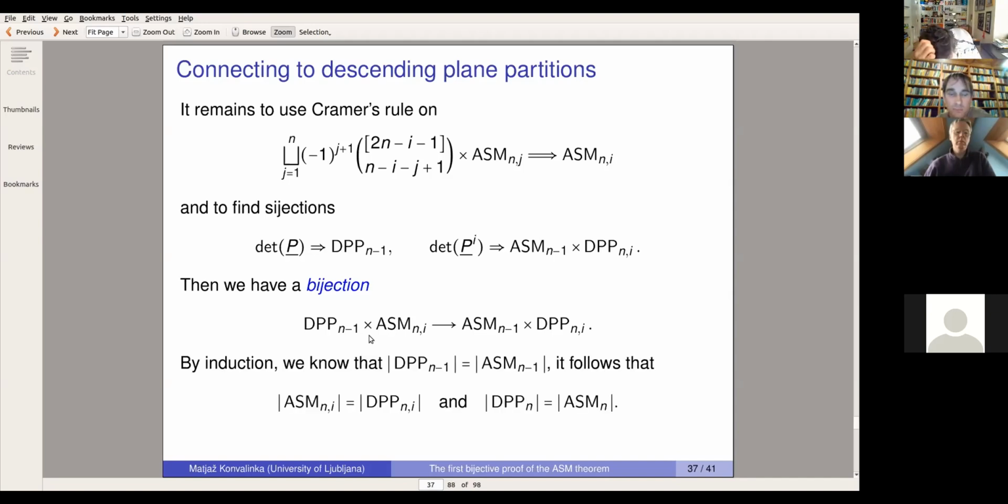It's a bijective proof of this equality between DPP and ASM. Why? Well, by induction, you can assume that that's true for n minus 1, and then if it's true for n minus 1, then it's also true for n. So it's a recursively bijective proof of that theorem.